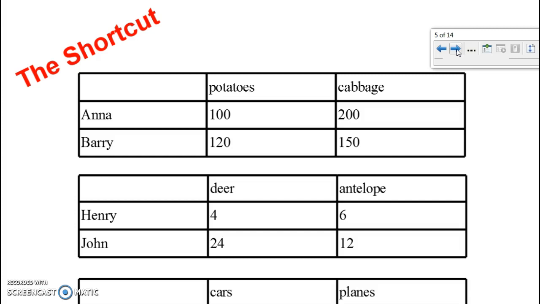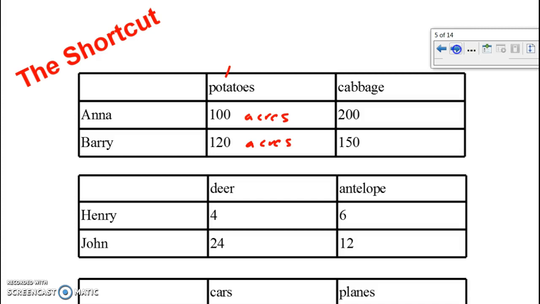So if what it means is Anna can produce either 100 units of potatoes or 200 units of cabbage, Barry 120 units of potatoes, 150 units of cabbage, then that's an output problem. An input problem would be like, in order to produce 1 unit of potatoes, it takes Anna 100 acres. Okay, but it takes Barry 100 acres. So if that makes sense, you want to look at what does it mean? Does it mean the number of units of output or the number of units of input?